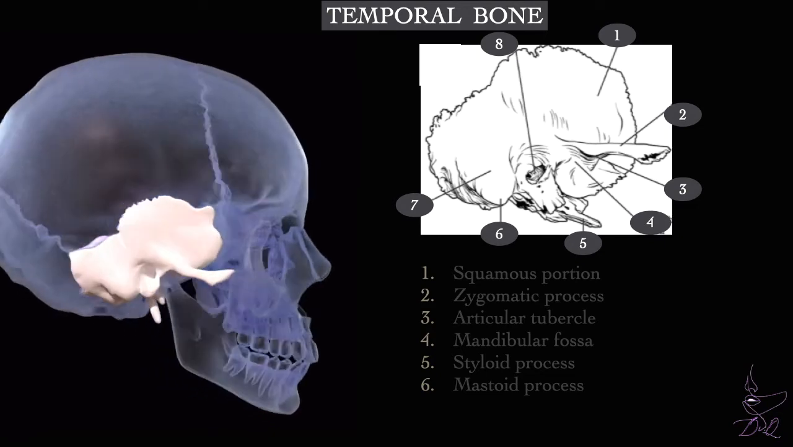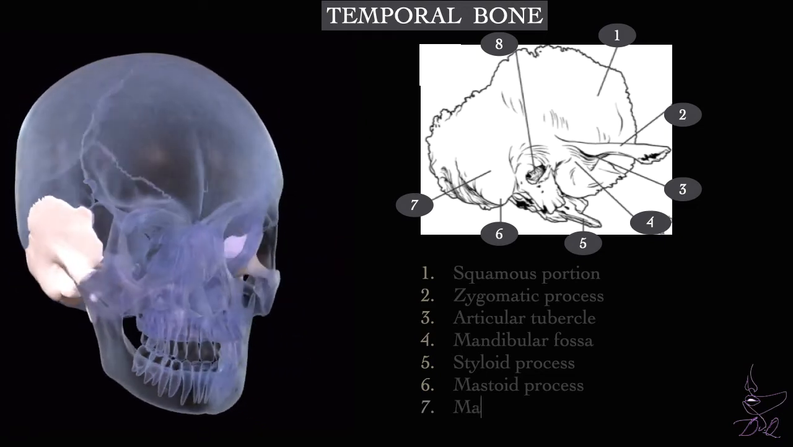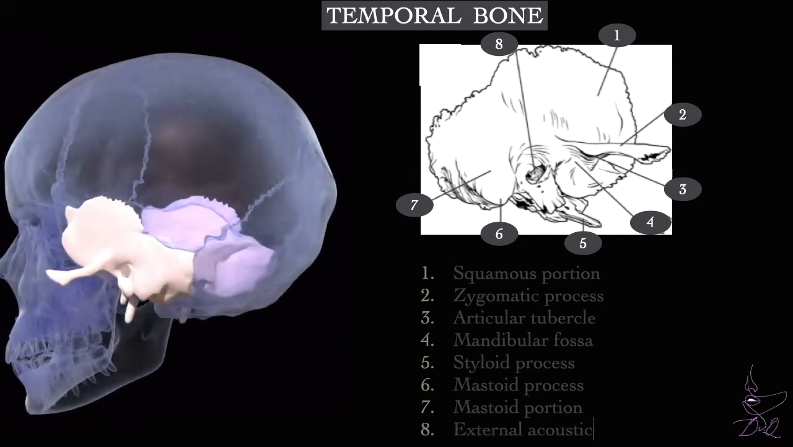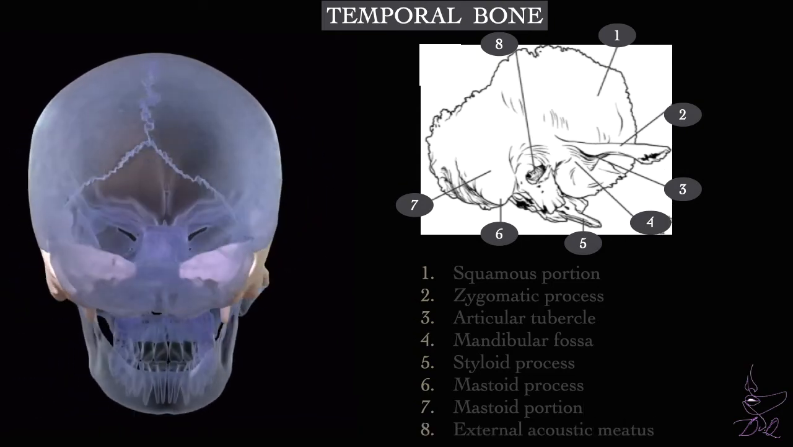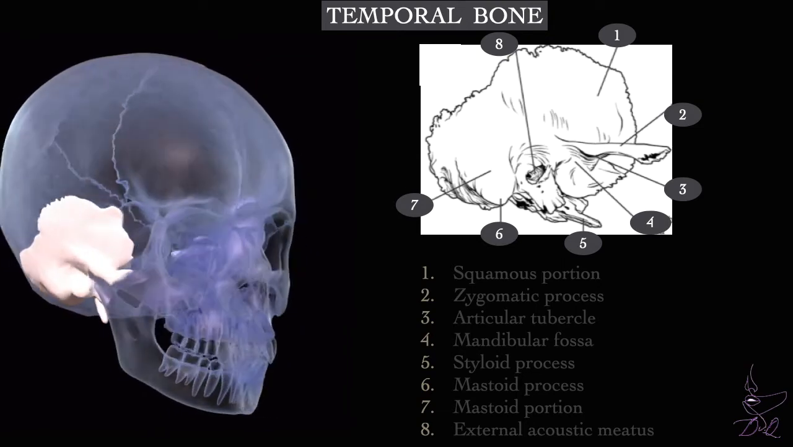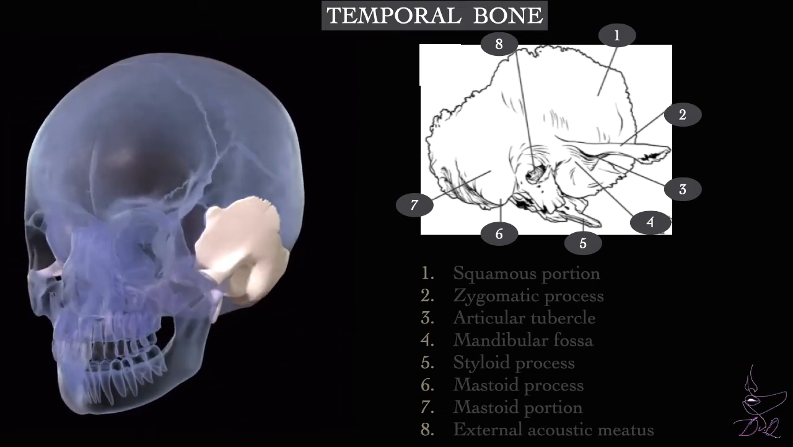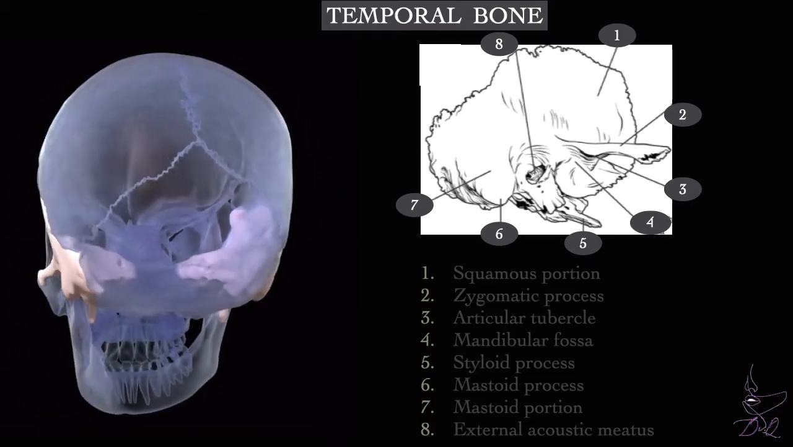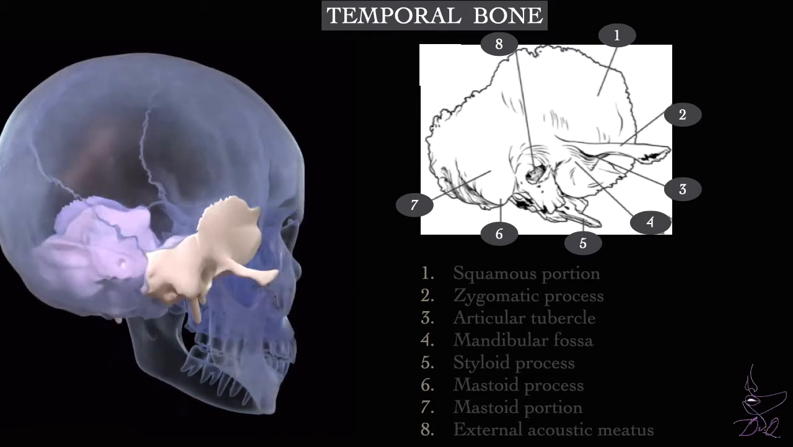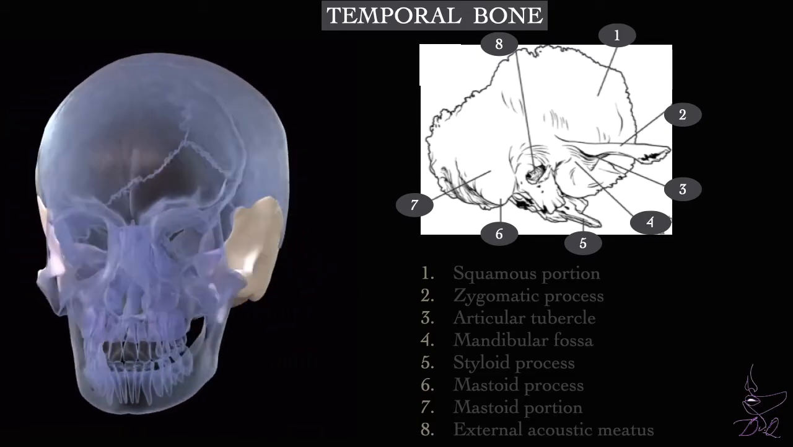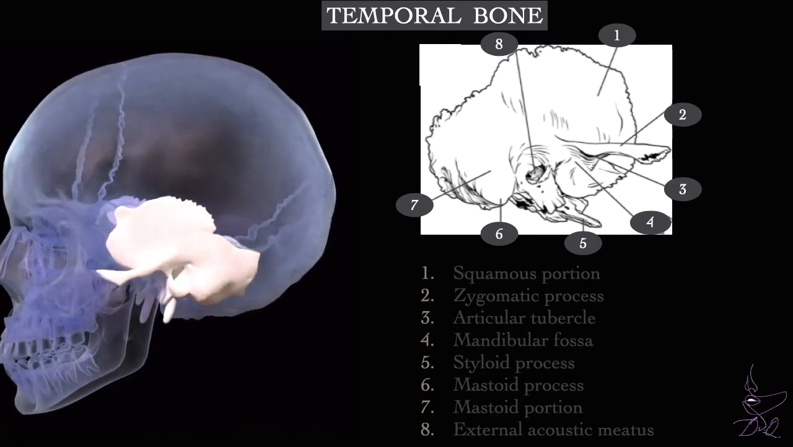Then the external acoustic meatus. It is the tympanic part of the temporal bone. It is a curved plate immediately below the origin of the zygomatic process. Its concave posterior surface forms the anterior wall, floor and part of the posterior wall of the external acoustic meatus. Now the external acoustic opening is clearly visible from this part.